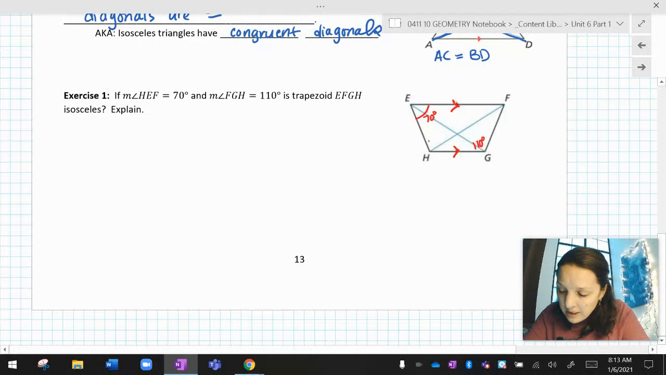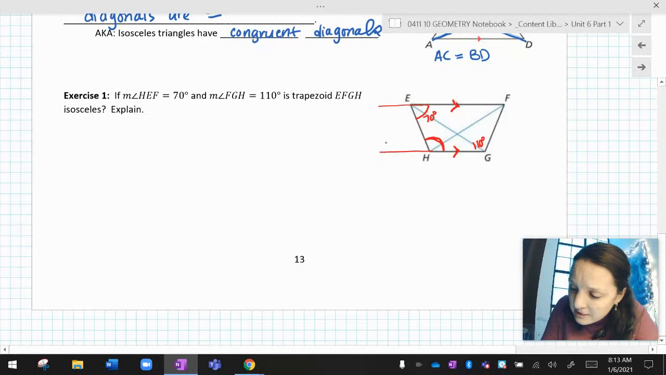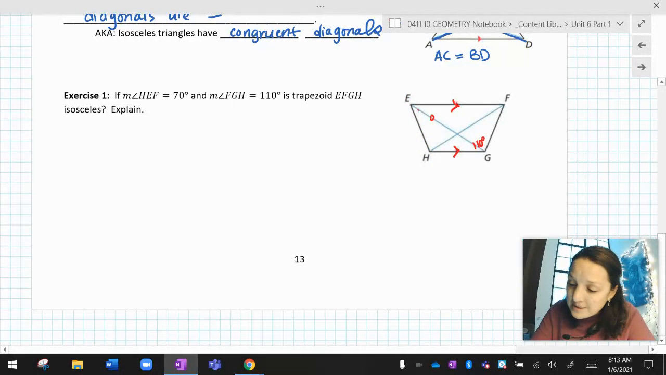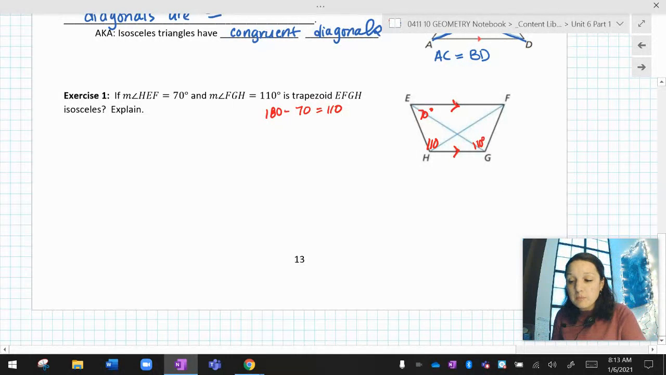That means 70, and this angle right here would be same side interior angles. Because if I were to extend this and make it look like two parallel lines cut by a transversal, you can see that these two things right here would be same side interiors. And the rule is when lines are parallel, same side interior angles are going to be supplementary. So if I do 180 minus 70, I get 110. So that's going to be 110. And then the same thing over here. These are same side interiors. So those also have to add to 180. So that makes that 70.